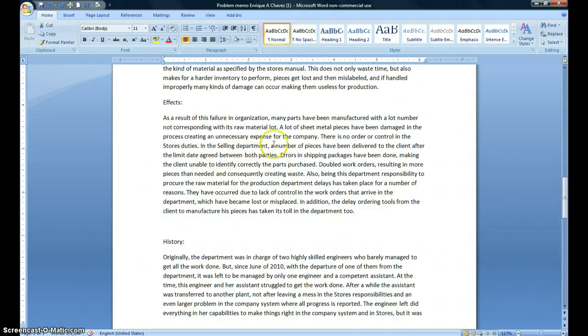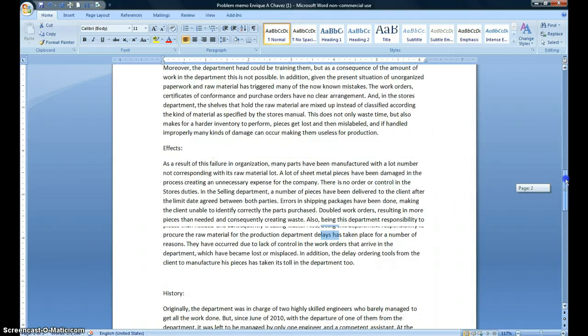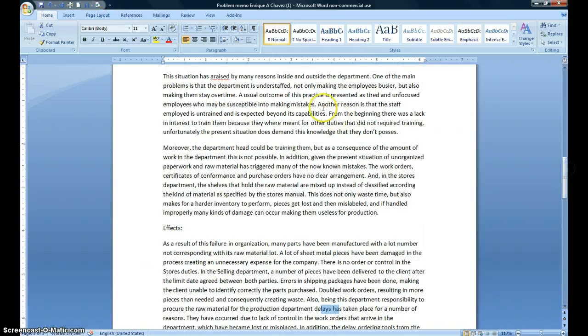As a result of this failing organization, many parts have been manufactured with a lot number not corresponding with raw materials. A lot of sheet metal pieces have been damaged, errors in shipping packages, double work orders, delays. So he does a really good job of laying out the effects from the problem and the causes.